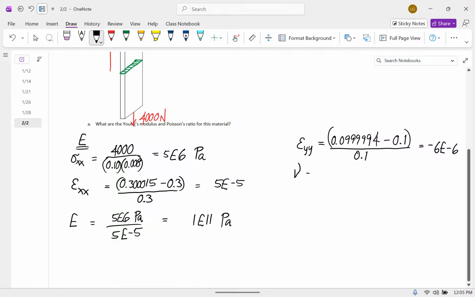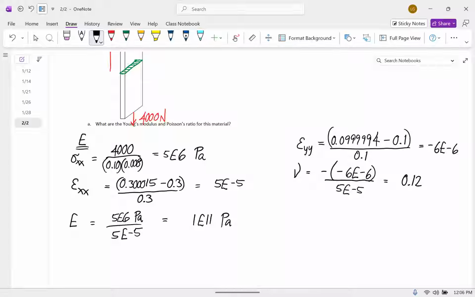And so now the Poisson's ratio is the negative of the off-axis strain divided by the on-axis strain. And that is 0.12. Is that a possible value? It's possible. The possible values go from 0 to 0.5. We usually expect it to be closer to 0.3, but this is possible.